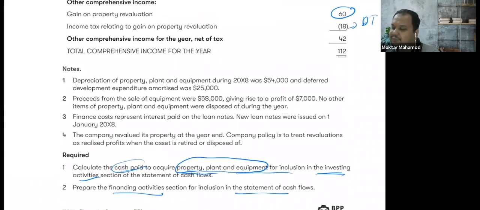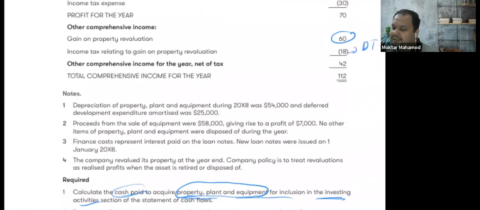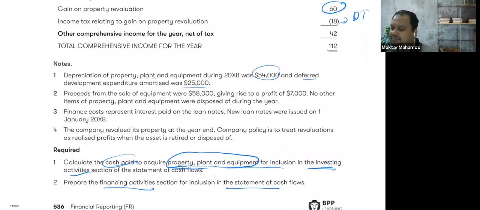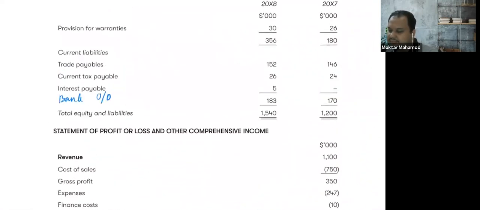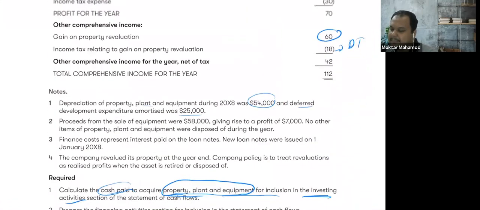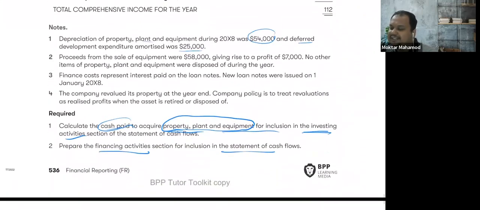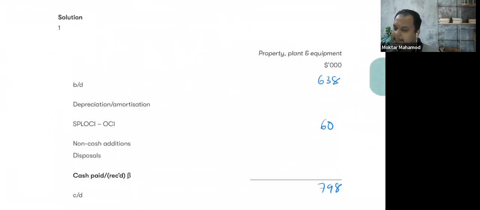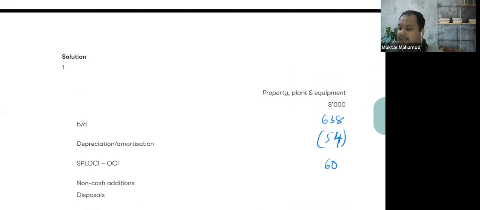And then we look at the notes: depreciation of PPE was 54,000 and deferred development expenditure amortized was 25,000. So they only want PPE. So the deferred development expenditure we put aside, we only use 54,000. Everything is in thousands, this one 54,000. Deduct the depreciation. Okay.